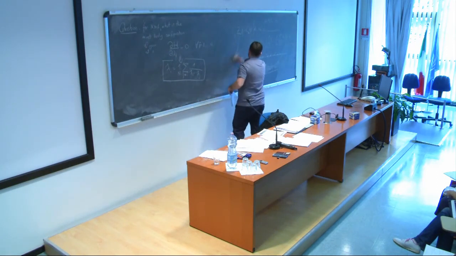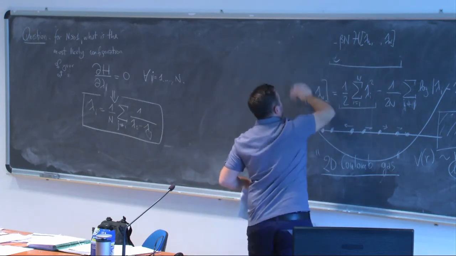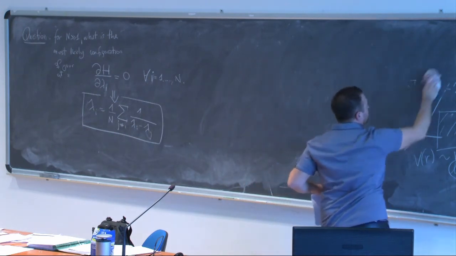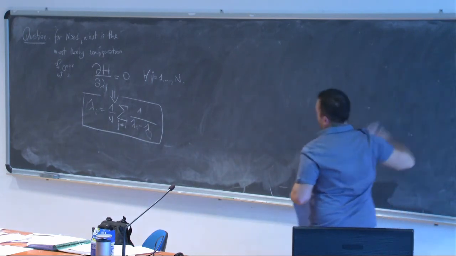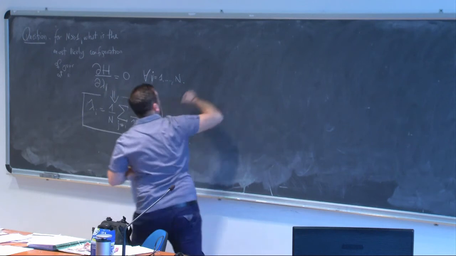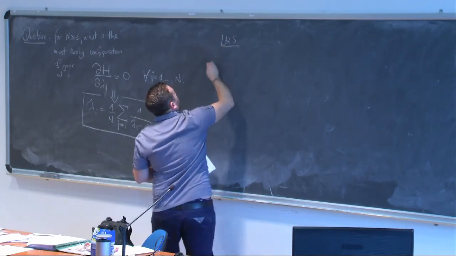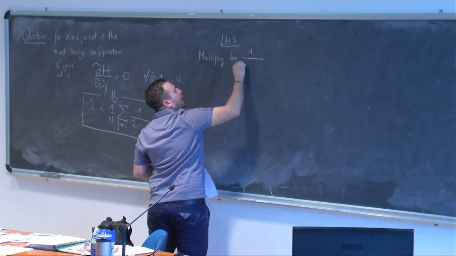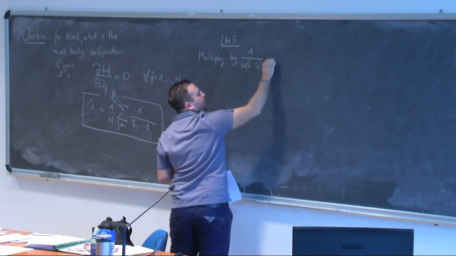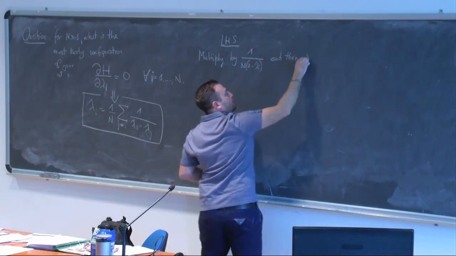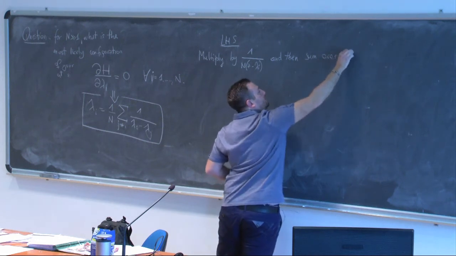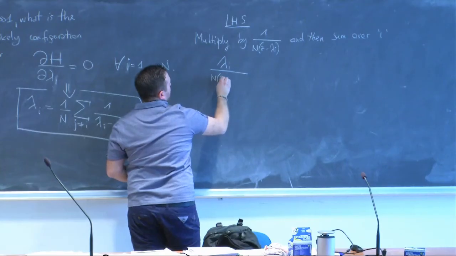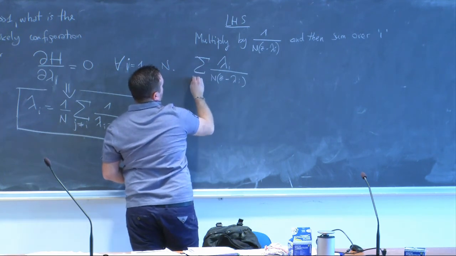Computing the equation is quite easy. It requires just a couple of manipulations of this stability condition equation. So, for example, on the left-hand side, we multiply by 1 over n times z minus lambda i, and then sum over i. So here on the left-hand side, we have lambda i divided by n times z minus lambda i, sum i from 1 to n.